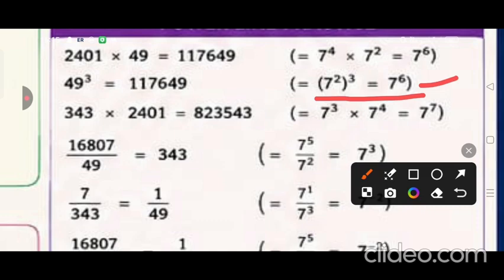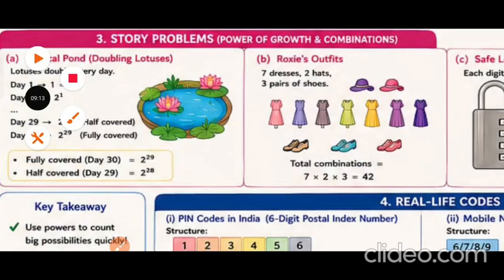16,807 divided by 49, you get 343. And 16,807 is 7 raised to the power 5 divided by 7 square. So 7 raised to the power 5 divided by 7 square, exponents get subtracted. 5 minus 2, we get 7 raised to the power 3.